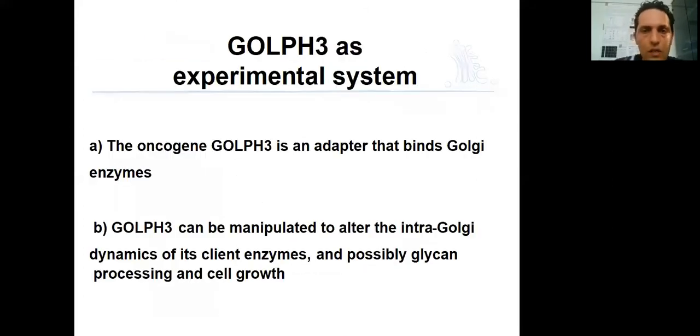Starting from this question, we used GOLPH3 as a molecular system, as an experimental tool. GOLPH3, a PI4P binding protein, is also an oncogene and works as an adapter that binds Golgi enzymes. At the same time, GOLPH3 can be easily manipulated to alter the intra-Golgi dynamics of its clients and possibly glycan output and cell growth.